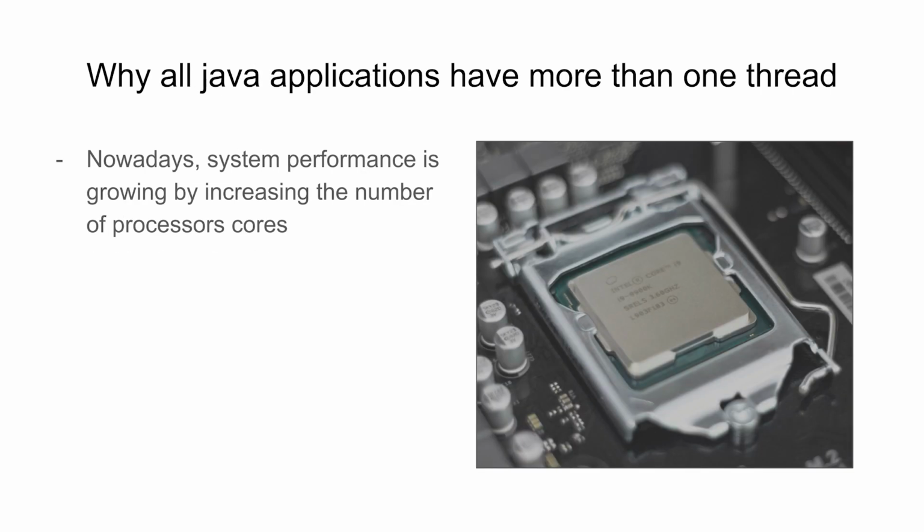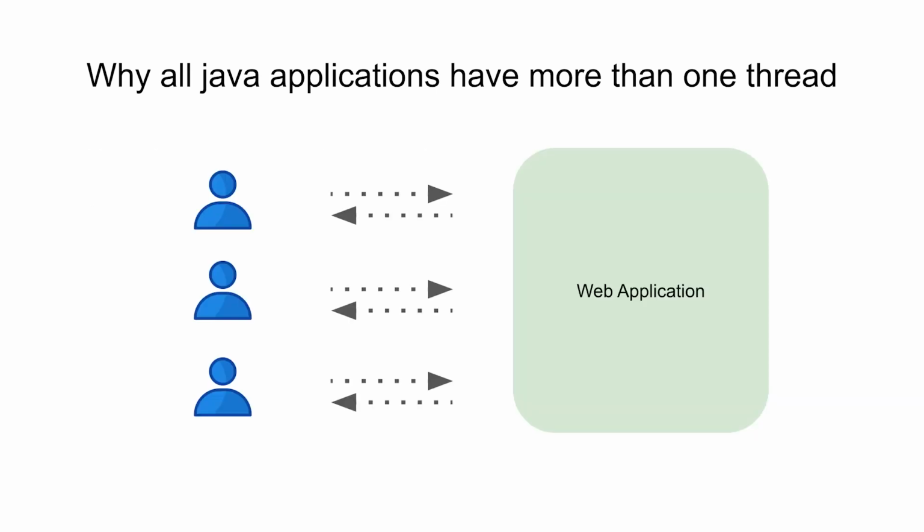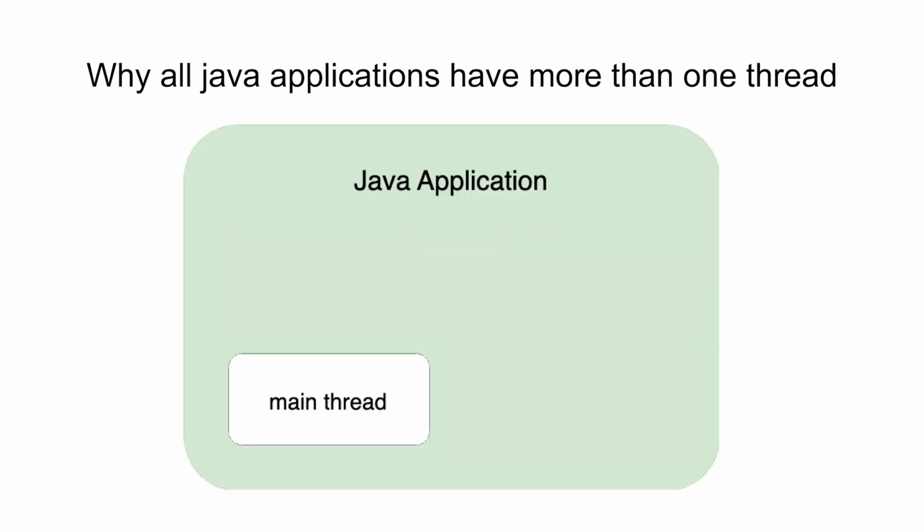And to begin, I would like to talk about why all Java applications have more than one thread. Nowadays, system performance is growing by increasing the number of processor cores. The asynchronous model of interaction is most relevant in development, meaning that the system does not block and responds to simultaneous clients' requests. All Java applications have more than one thread.